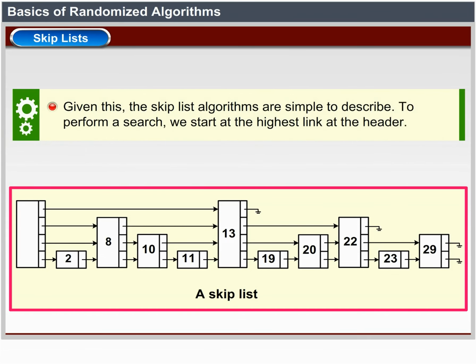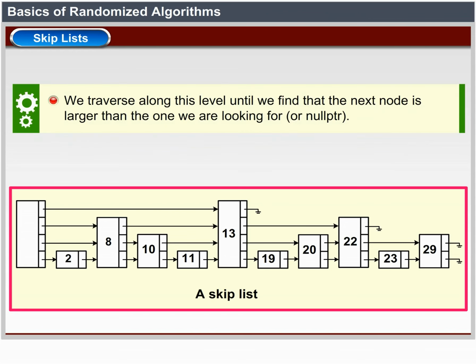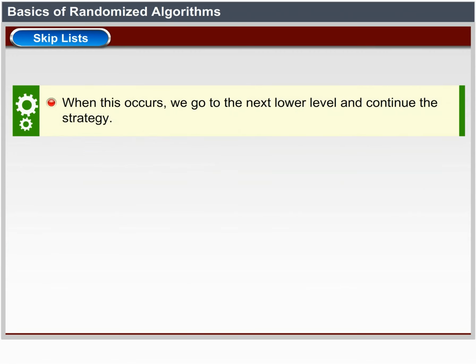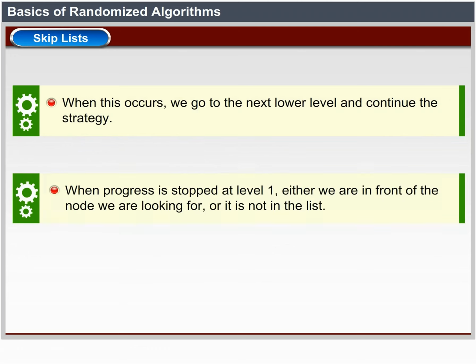Given this, the skip list algorithms are simple to describe. To perform a search, we start at the highest link at the header. We traverse along this level until we find that the next node is larger than the one we are looking for, or a null pointer. When this occurs, we go to the next lower level and continue the strategy. When progress is stopped at level 1, either we are in front of the node we are looking for or it is not in the list.